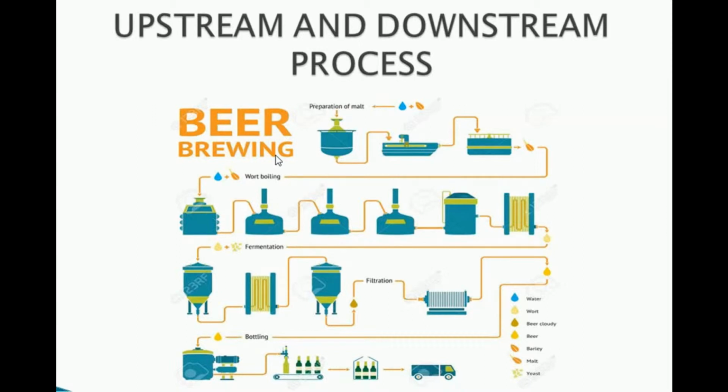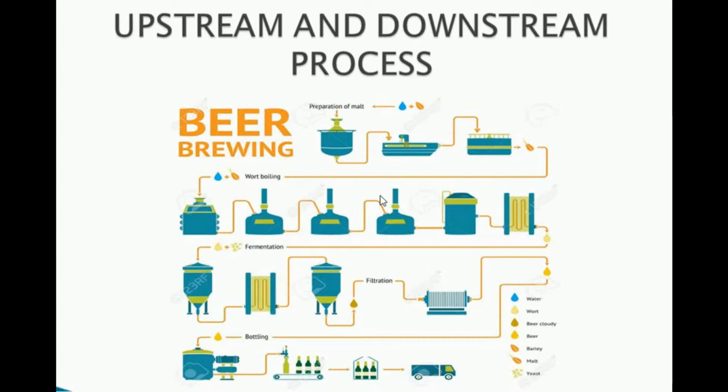So the liquid obtained by the mashing is called wort. The husk and other grain residue as well as precipitated proteins are removed by the filtration. And next, it will be the boiling of the wort.